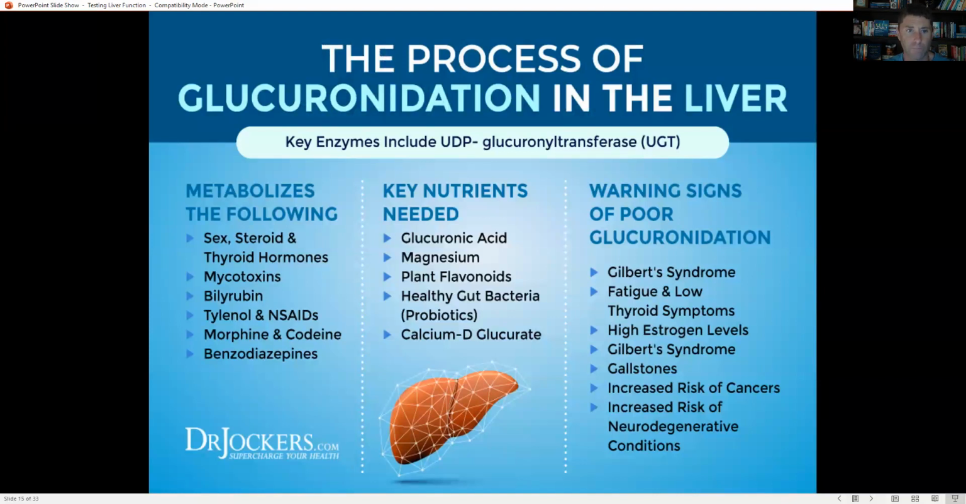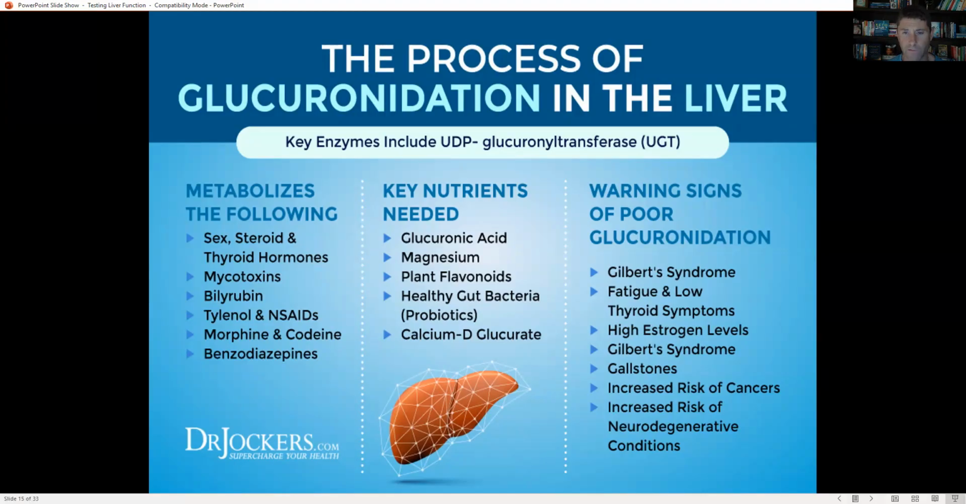So that's key. So again, key enzymes here, the UDP and UGT enzymes are critical, right? And you can look at those on your genetic test. Metabolizes sex, steroid, and thyroid hormones, mycotoxins, bilirubin, a lot of your different drugs, right? Like I mentioned, I believe it was over 50% of different types of medications metabolized through glucuronidation. Key nutrients needed, right? In fact, when you see high beta glucuronidase, one of the things we look at and focus on is calcium D-glucarate.